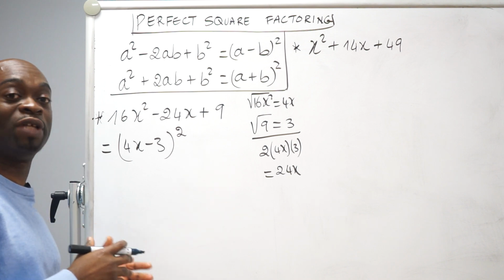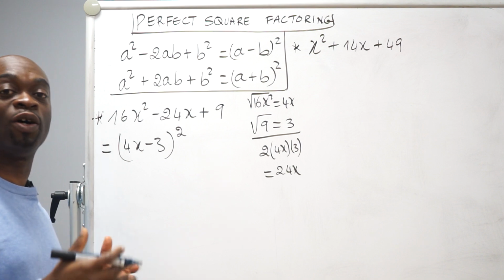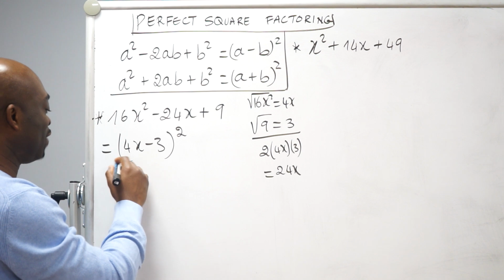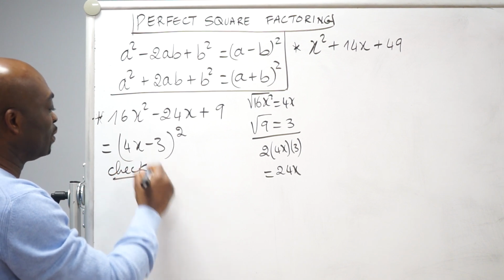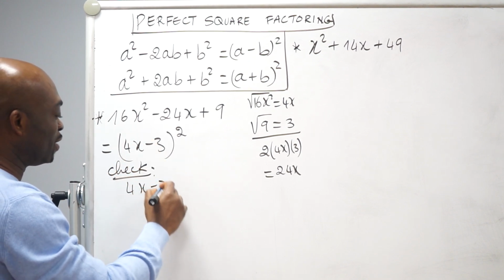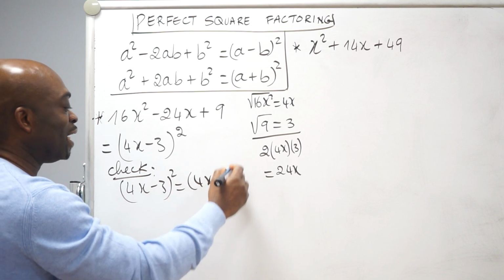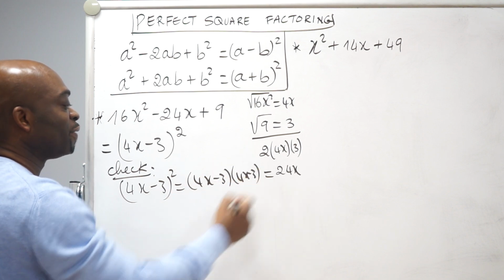It's very important to do that as well at the beginning, and then later on, once you know what you're doing, you don't need to do it anymore. So let's say that we wanted to check it. That means you have 4x minus 3 that you're squaring, which is the same thing as 4x minus 3 times 4x minus 3.